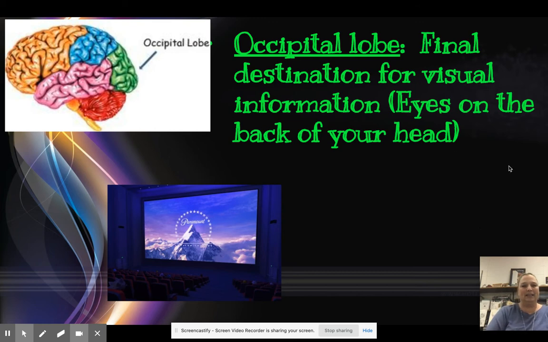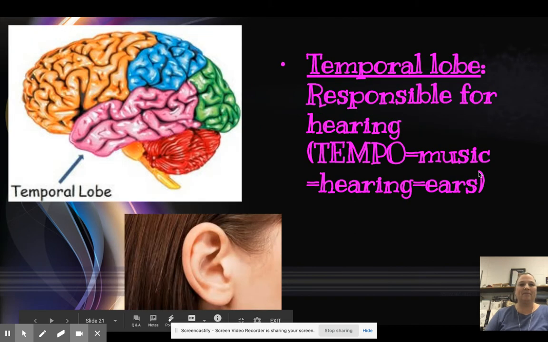Then you have your occipital lobe. This is your final destination for visual or vision. Remember the eyes in the back of your head or the movie theater. And the temporal lobe in pink here, that's responsible for hearing. Remember, it's right by your temple. And another way that Miss Ebright has people remember it is to think of the tempo of the music. It has to do with hearing and your ears. So whatever works for you, we'll use it.